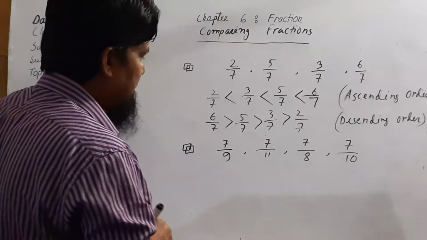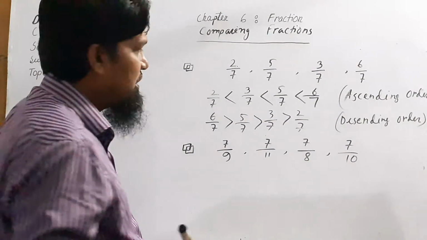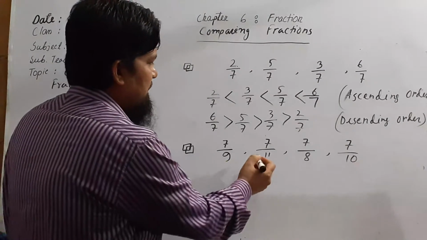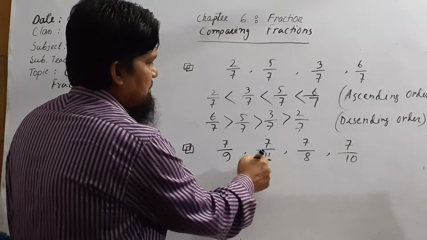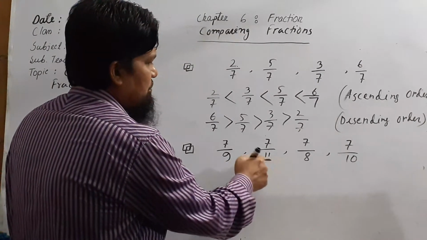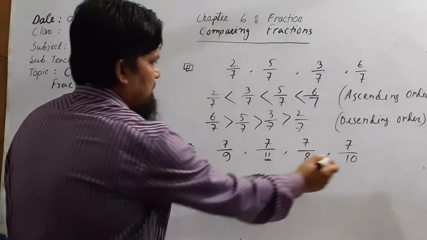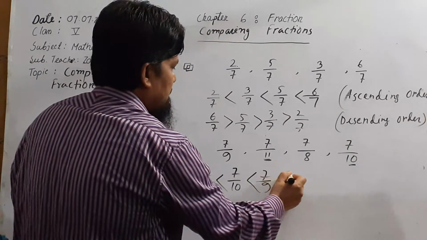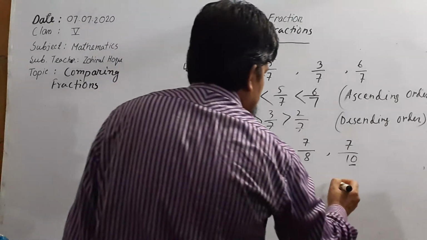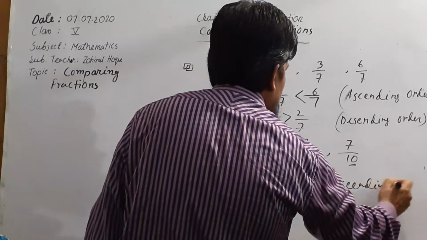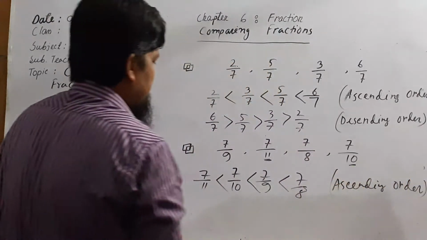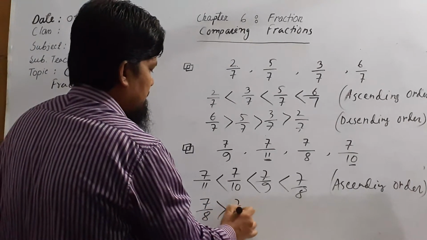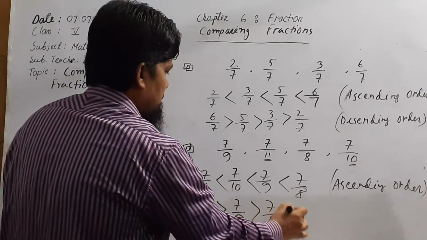Okay. Now I am going to arrange the fractions in ascending order. Ascending order means the least fraction will come first. So to find out the least one, we need to find out the greatest denominator. So this one is the least fraction. Then this one, 7 by 10. Then 7 by 9, then 7 by 8. This is the ascending order. And if I arrange it in the descending order, it will be like this.